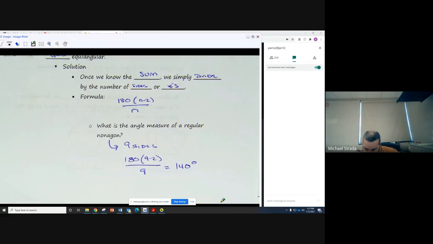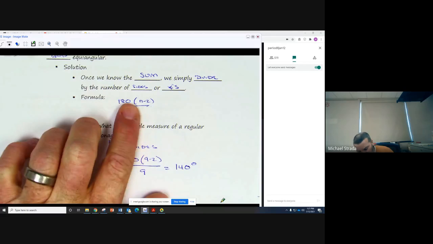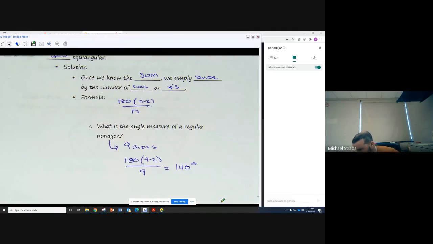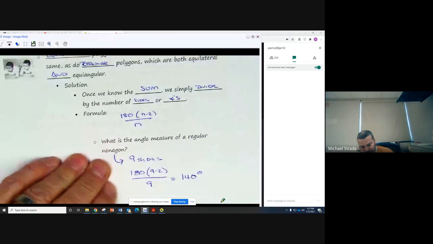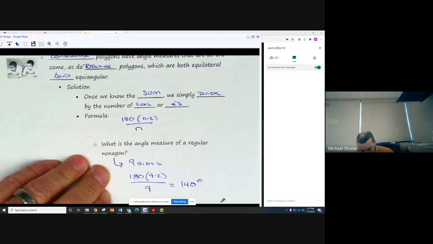All right, so when it wants an angle measure of a regular or an equiangular polygon, we can use a formula if we want: 180 times n minus 2, divided by n. All right. Any questions thus far about what we've gone over?